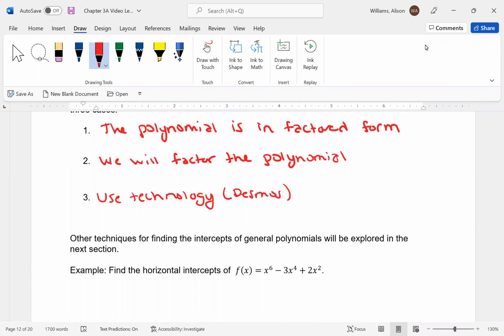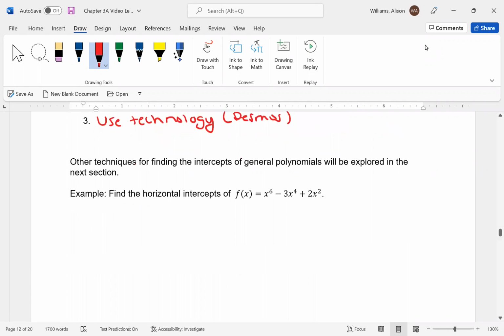Okay, so let's say we want to find the horizontal intercepts of this one. We weren't lucky enough to get something weird, but we can probably factor this. So let's give it a try. I notice that each of the terms has an x squared in common. So first thing I'm going to do is pull out a GCF of x squared. And I'm left with x to the 4th minus 3x squared plus 2.